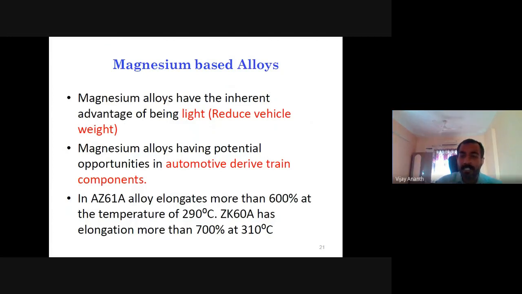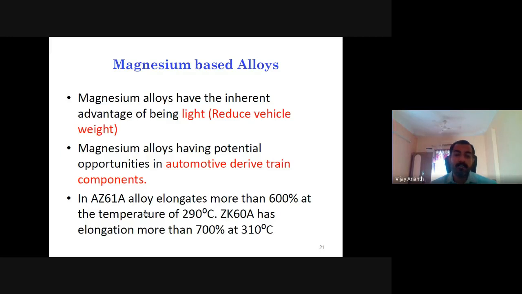Next one, magnesium based alloys. Magnesium alloys are very lightweight. Nowadays they are very useful in aerospace as well as in automobile industries. Automobile drivetrains, we are now using in automobile engines also. Nowadays we are using magnesium. So magnesium materials are formed through this superplastic forming.